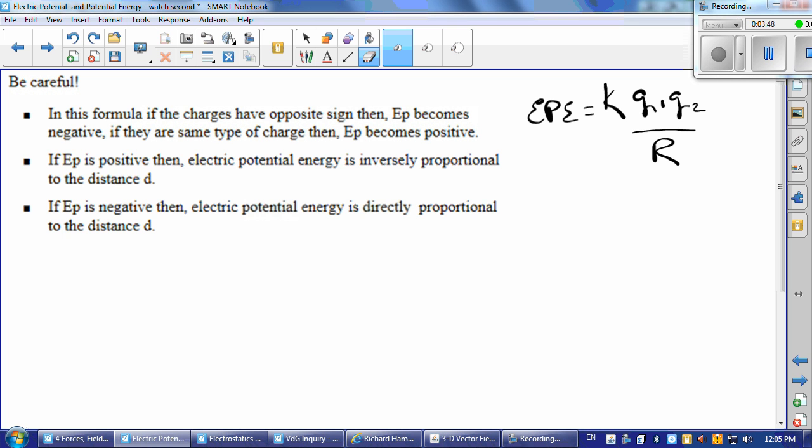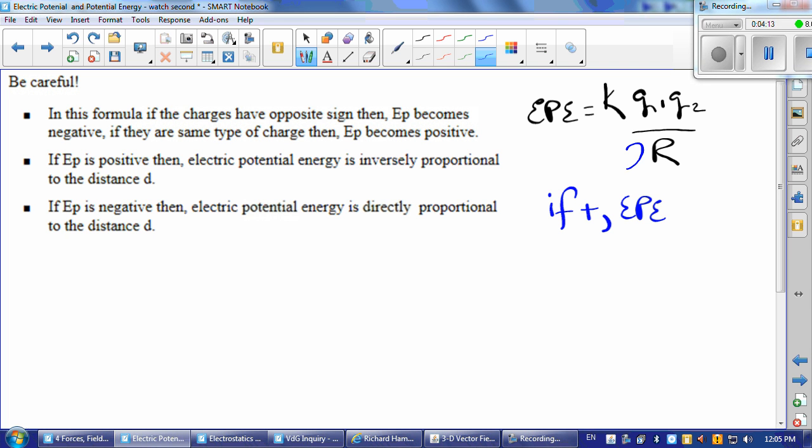The second note says, if electric potential energy is positive, then electric potential energy is inversely proportional to the distance d. Okay, and that's unfortunately just confusing to word, but we'll make this bearable. If this is positive, electric potential energy will do what if R increases? Well, if I double R, that's the same as multiplying this whole side by 1/2, by the way. I have to do the same thing over here. So, it is inversely proportional to R. As R increases, electric potential energy decreases.